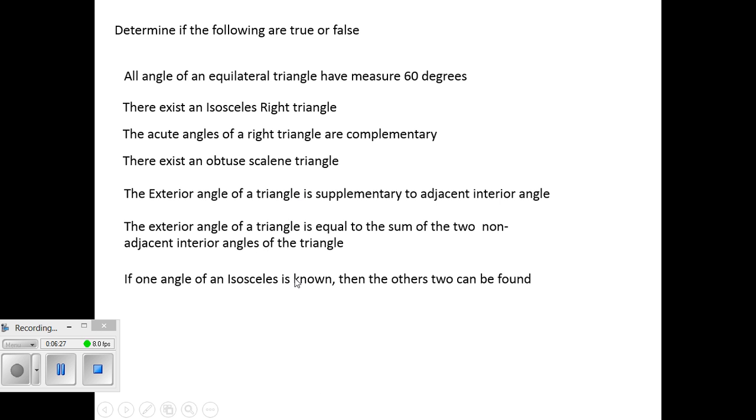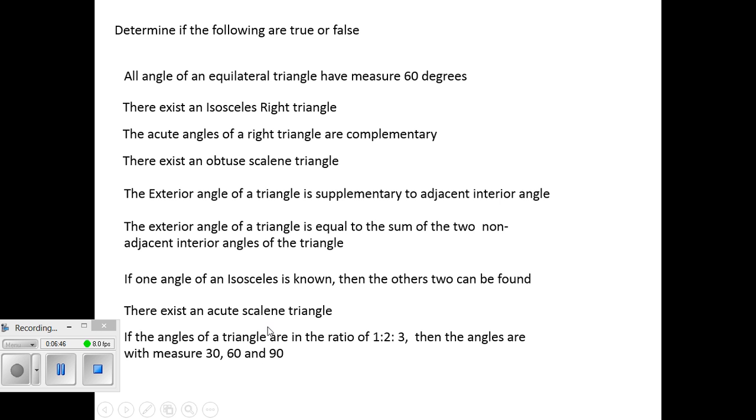If one angle of an isosceles triangle is known, then the other two can be found. I don't know about that. I don't think so. Think about it. There exists an acute scalene triangle. Yes, there's such a combination of a triangle having all three sides different and all angles less than 90.